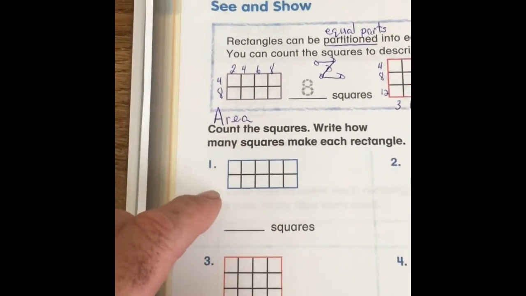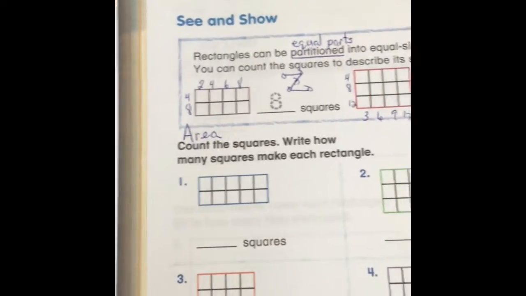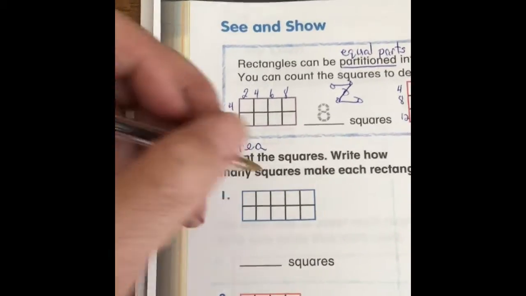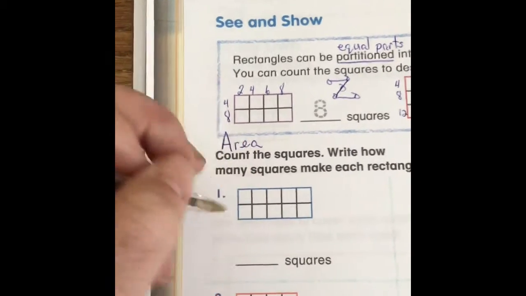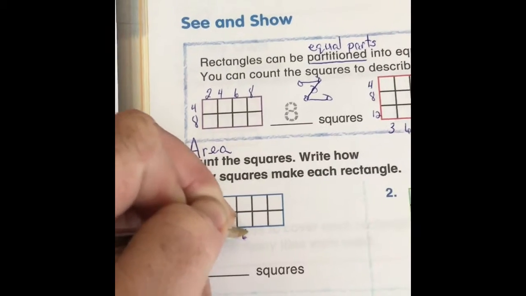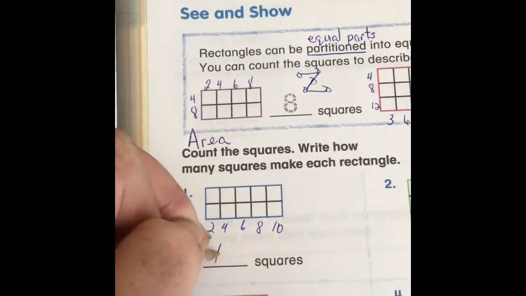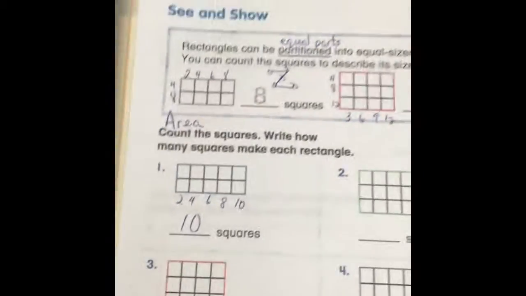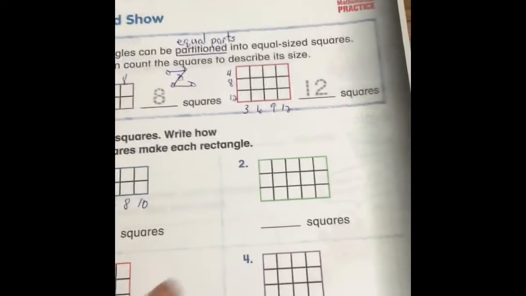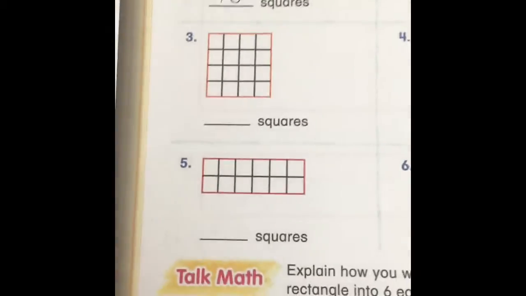All right, so let's look at what you're going to be doing here. You're going to be counting the inside part. So in this first one, number 1, I'm going to count by twos. 2, 4, 6, 8, 10. I see 10 squares. Now you're going to be doing the same thing for 2, 3, 4, 5, and 6. I'm going to let you do that.